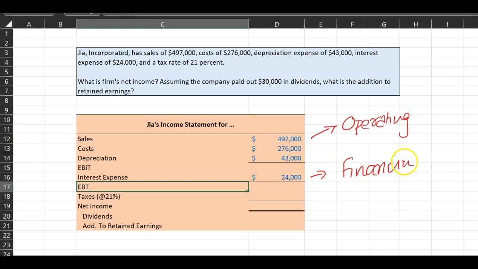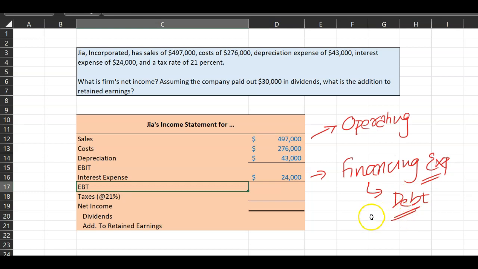And the reason why we treat it differently is because this is not driven directly due to operations. This is something that is driven by how the manager of the company chose to fund the operations, which in this case means that the manager chose to have some sort of debt. This was a choice. It's not driven by operations.